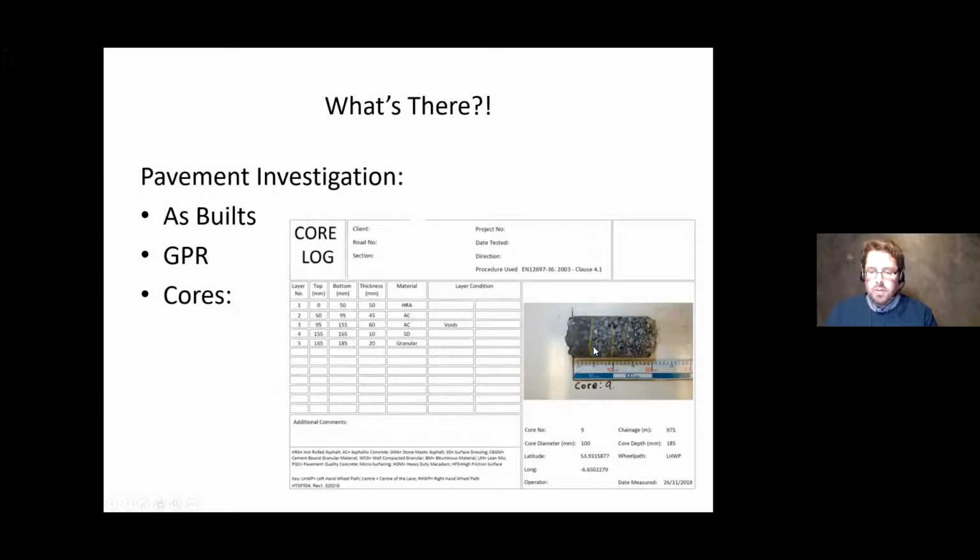So this was a nice core. It was a good depth. It was in one piece. You clearly see your surfacing layer thickness, you can clearly see your binder layer thickness, and you can clearly see your base layer thickness. If there's any delamination there, you would need to make note of that.